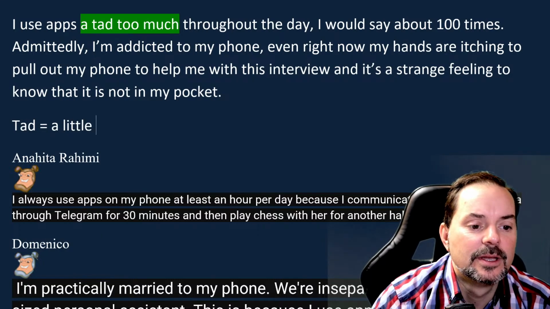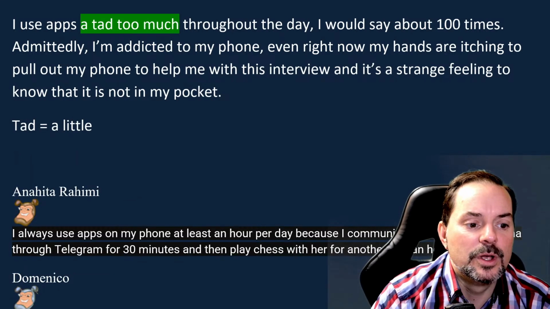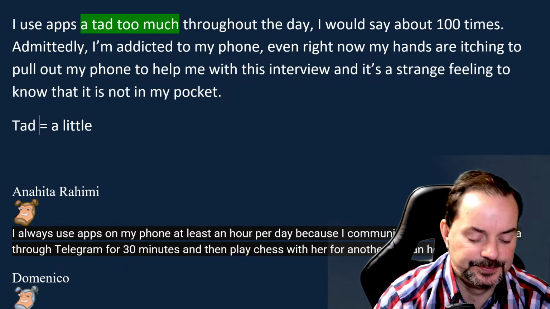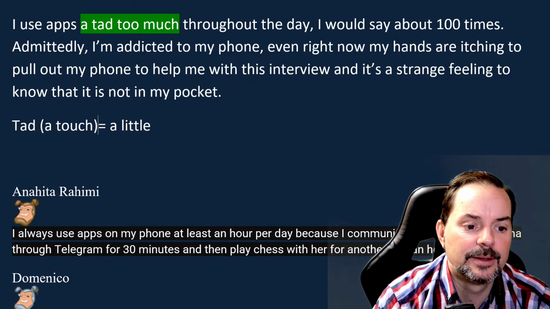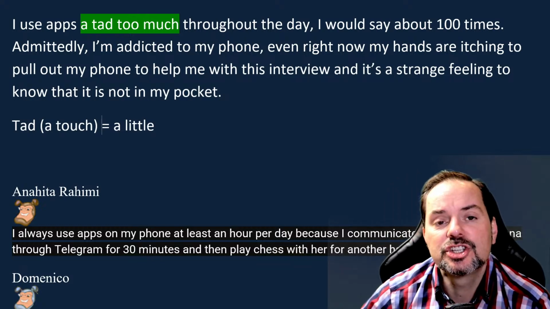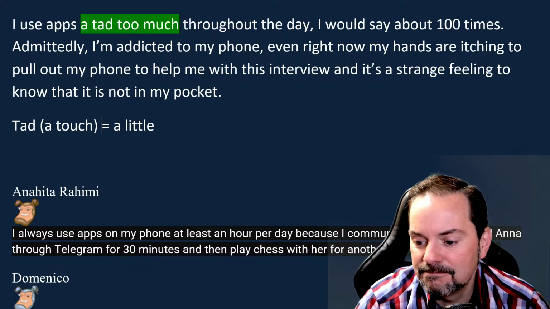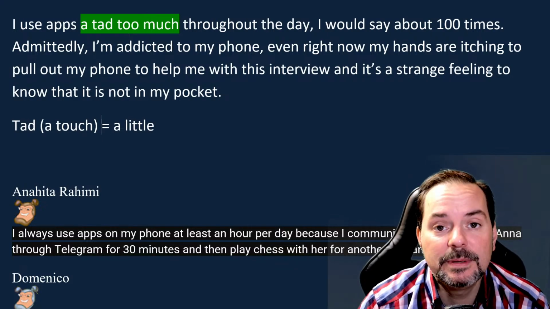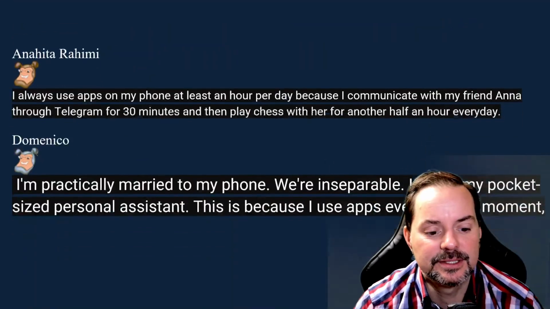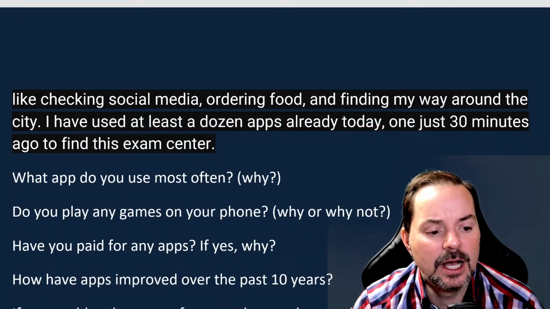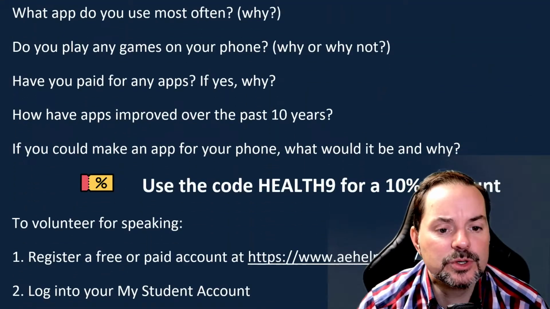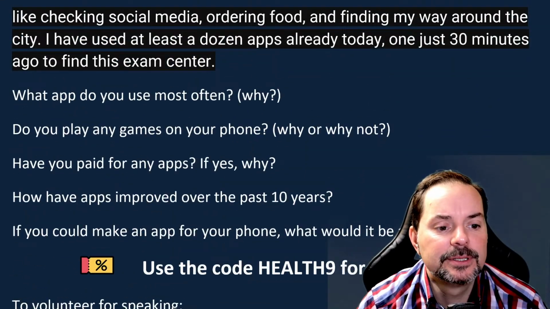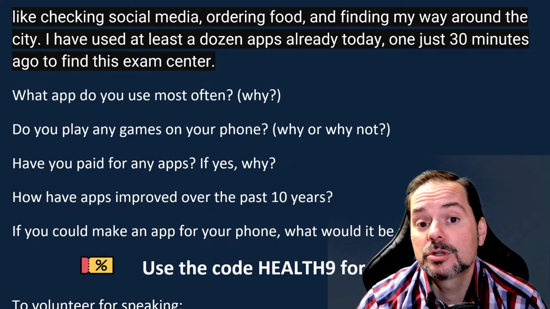Okay. We also say a touch as a synonym for tad, a touch too much. Okay, so a tad too much, a touch too much. Repeat, students. Okay, repeat. All right, students, next question. What app do you use most often?